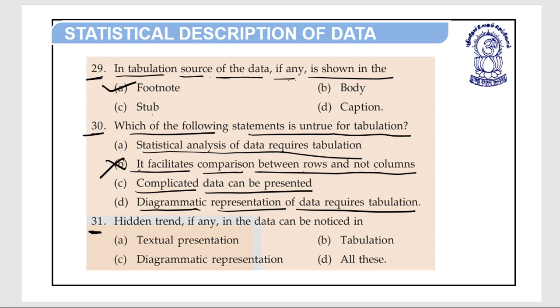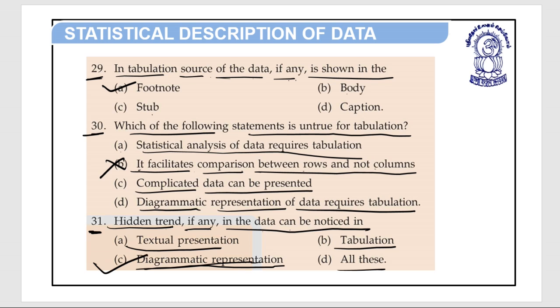Question number 31. Hidden trend, if any, in the data can be noticed in A. Textual presentation, tabulation, diagrammatic representation, all these. Hidden trend, if any, in the data can be noticed in diagrammatic representation. So option C is the right answer.